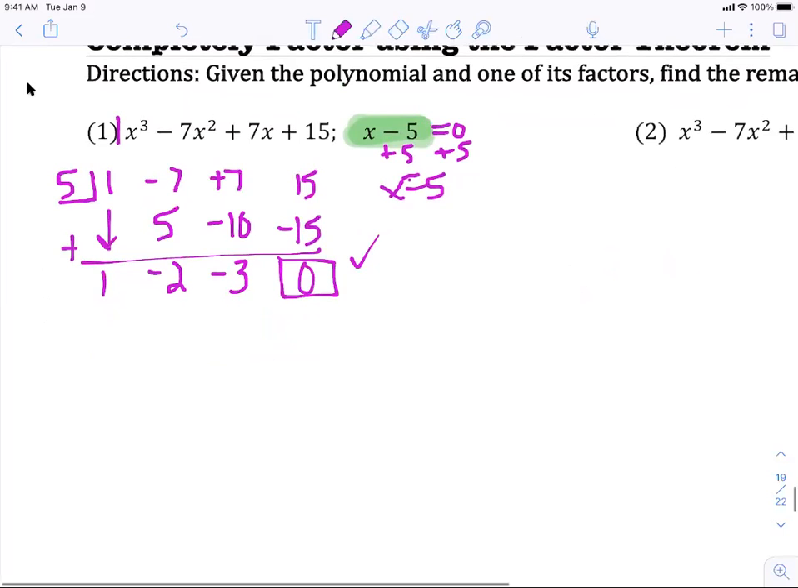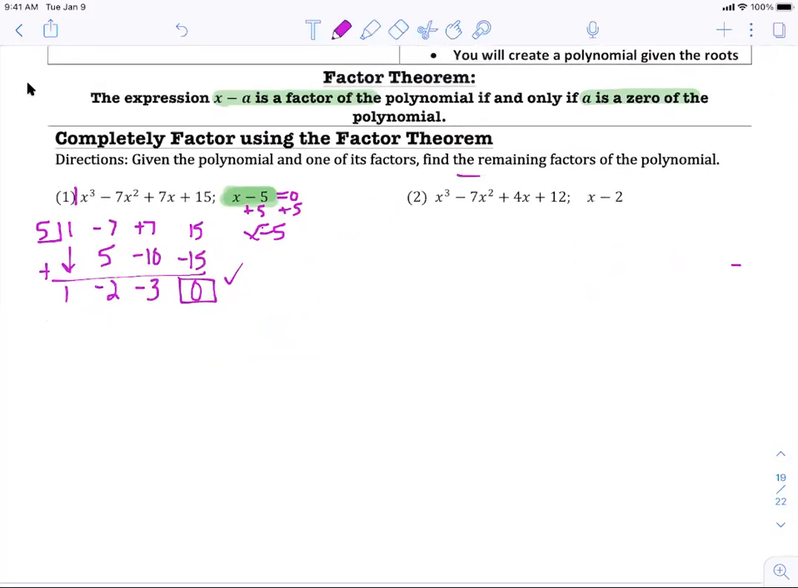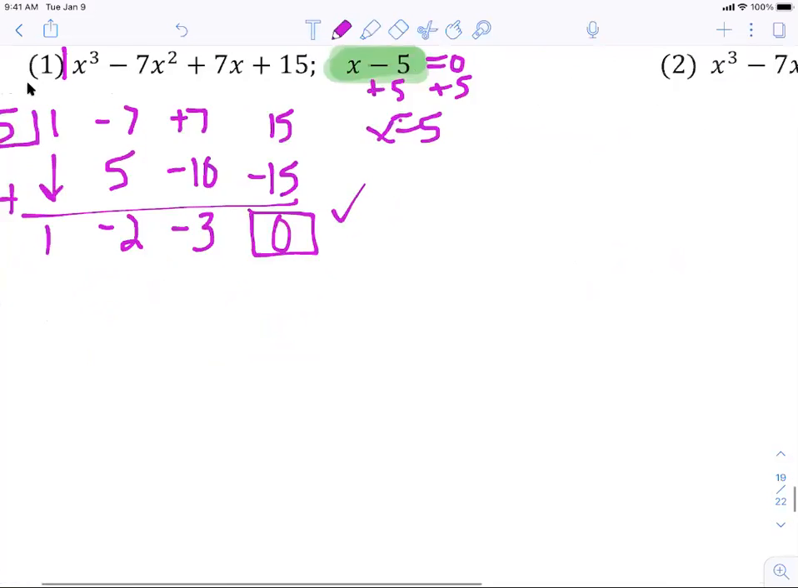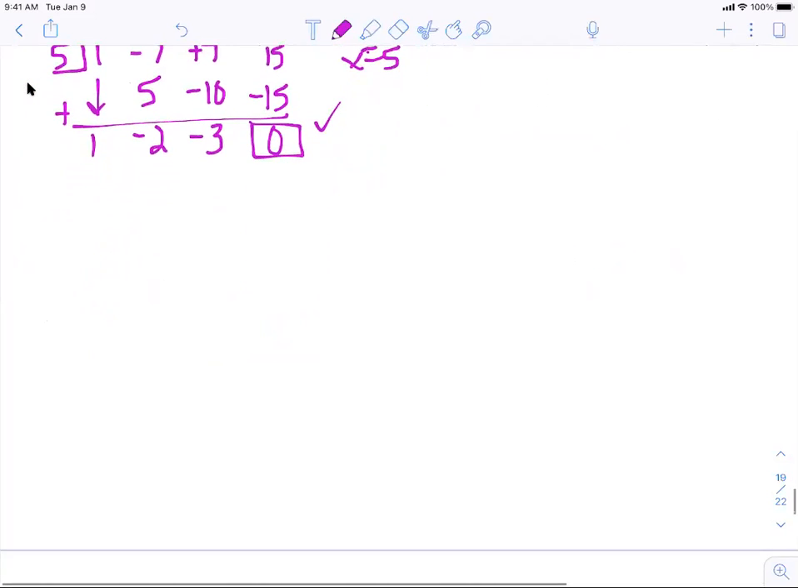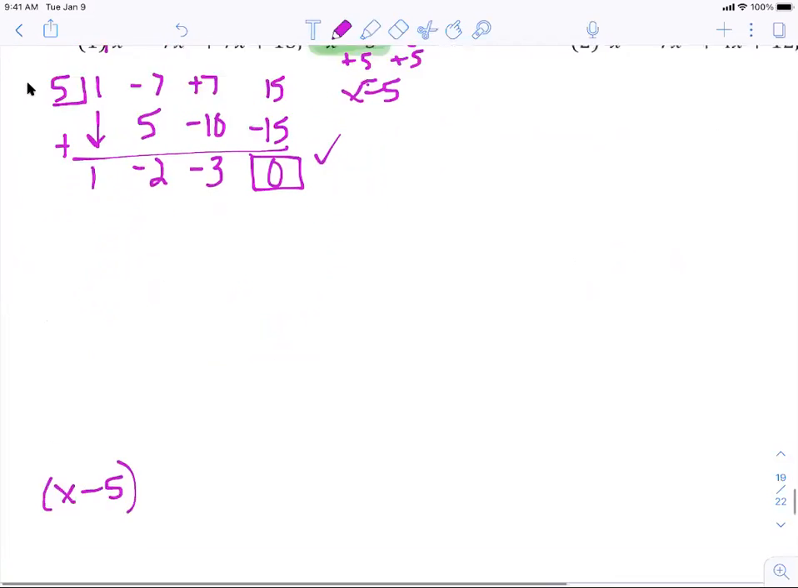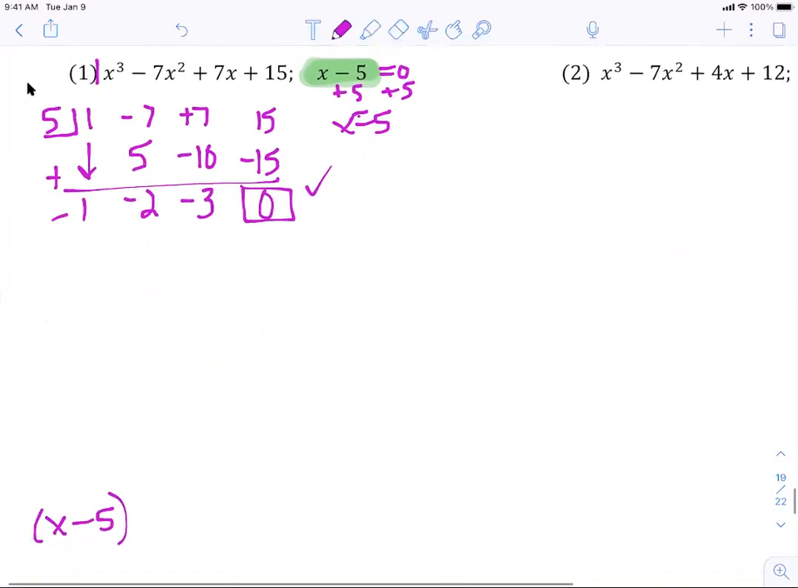Now, we're not done though, because it says find all of the remaining factors. So as part of my final answer, I already kind of know what one of my factors is. They gave that one to me. But let's look and see what's left over. We're going to reduce the power by 1, so it's going to be 1x squared minus 2x minus 3.